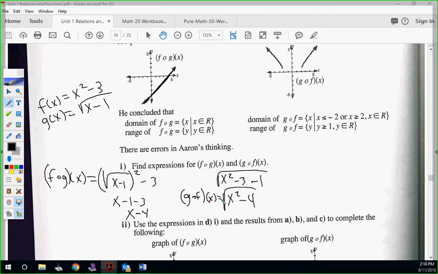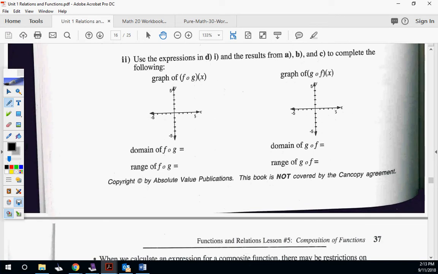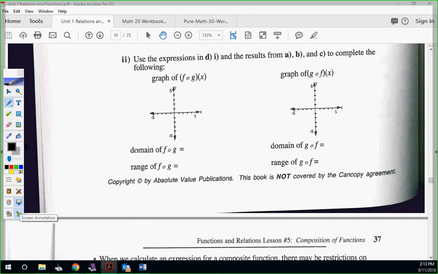Okay, so we got the expressions. Use the expressions indeed to figure out the following, so figure out what happened with his graph. So can we figure out what's wrong with the x minus 4? It's a little bit tricky. We kind of skimmed over it a little bit. What was our domain at the top? What was our domain at the top for f and g separately?